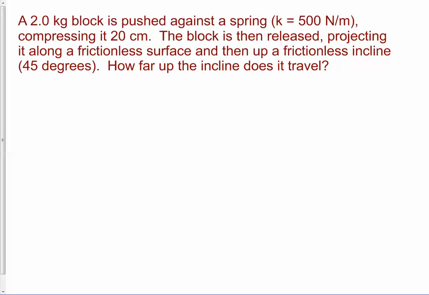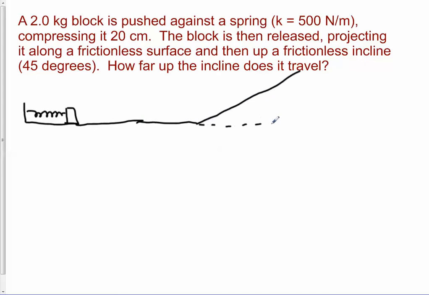Let's try a new problem. A 2-kilogram block is pushed against a spring, compressing it 20 centimeters. The block is then released, projecting it along a frictionless surface and then up a frictionless incline at 45 degrees. So how far up the incline does it travel? Okay. So we have a situation that looks like this. We have a spring. We have an object attached. And then it's going to go up an incline, which is at 45 degrees.